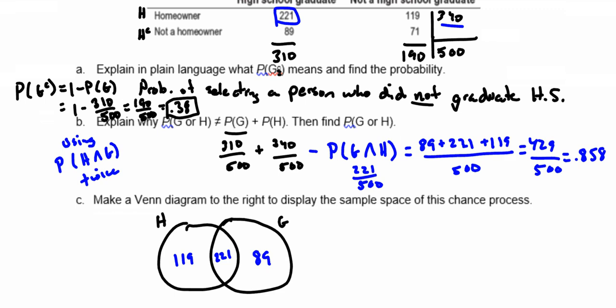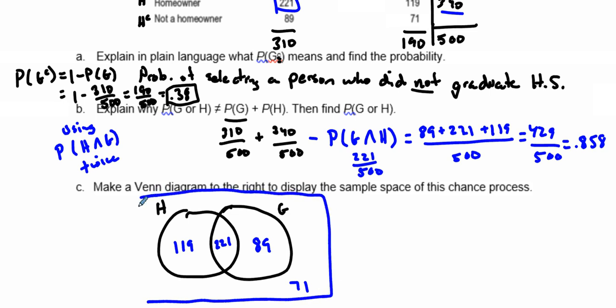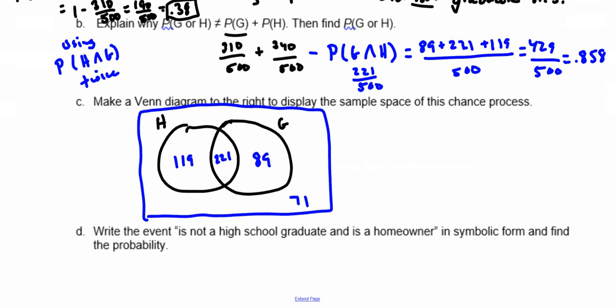Now, what do we have left over? Well, we have 71. That is for neither: it's not homeownership, and it is not graduating from high school, and so that is where we have our final values in our Venn diagram. Cool. All right, and finally, write the event. It is not a high school graduate, and it is a homeowner.